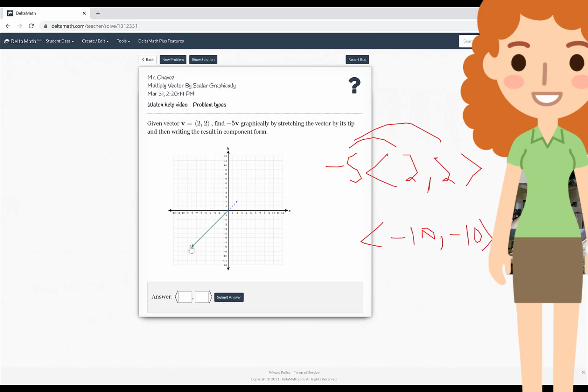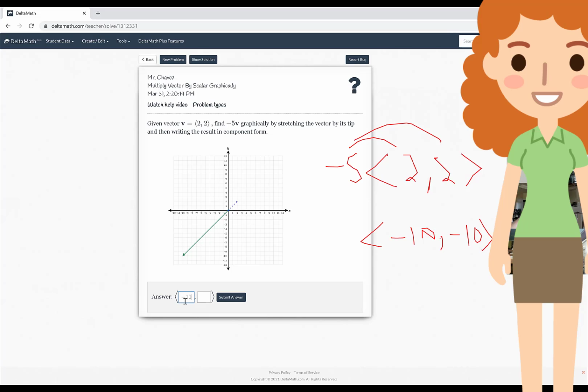So you just keep stretching it. And it's actually kind of fun to interact with the software here. And I believe that's that right there, -10, -10. And there it is, guys. And it's easier if you have a mouse. If you don't have a mouse, it's going to be kind of a pain in the butt to use this little scratch pad on the laptop.